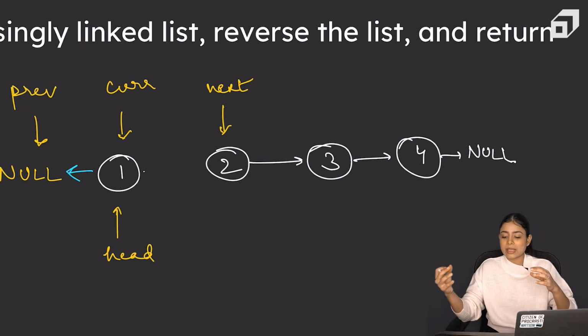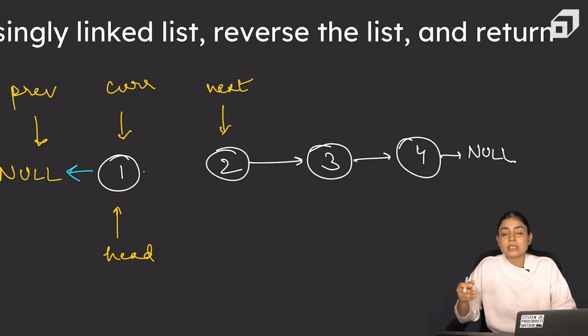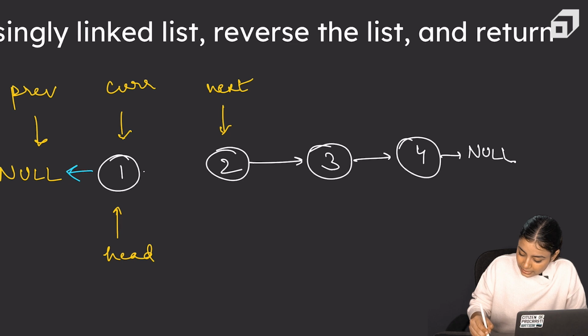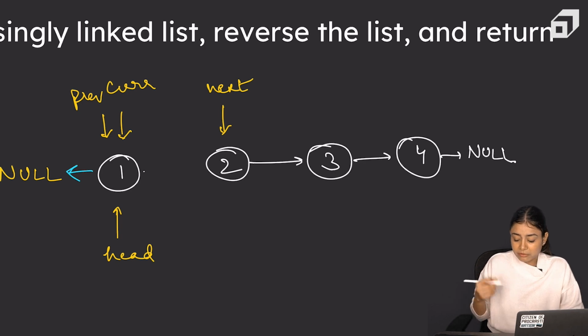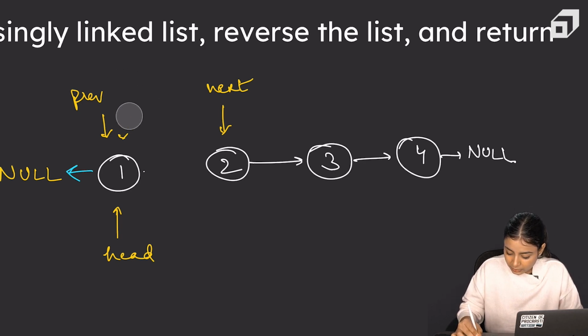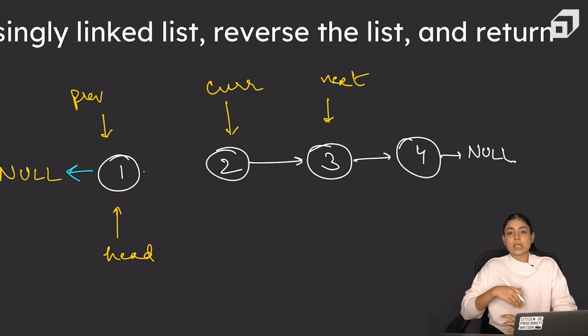So in current next we'll put previous. Okay, once we've done this, we'll just move all of these 3 pointers, previous, current and next, by one step ahead. So that means the previous pointer will come here where current was, the current pointer will come here where next was, and the next pointer will always be next of current.